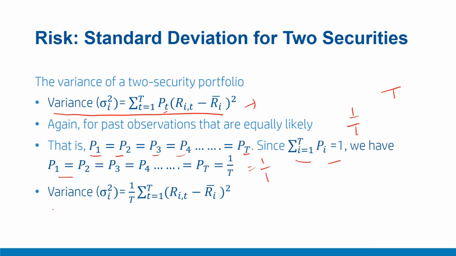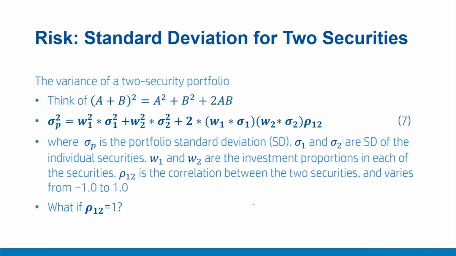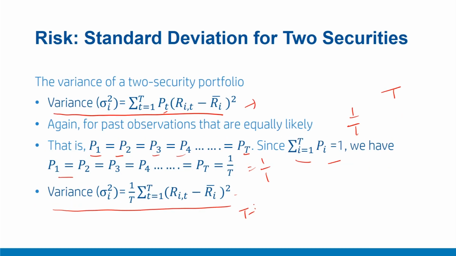In this case, the variance of the security can be easily computed with this formula: summation (R_it minus R_i bar) raised to the power 2 upon T. In some of the textbooks, they also note that since we are working with samples, instead of using T, they would be using T minus 1.